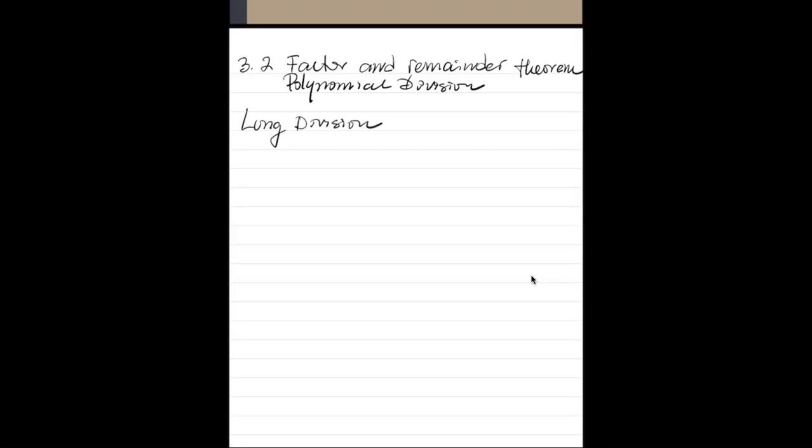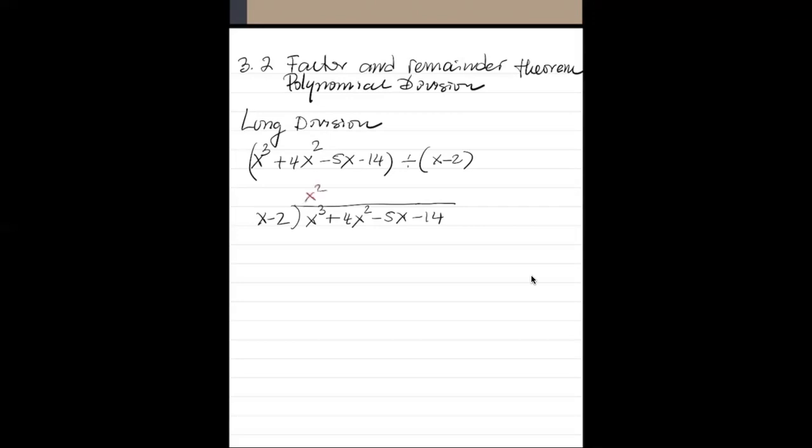So we're going to divide the polynomial x to the third plus 4x squared minus 5x minus 14. We're dividing this by x minus 2. So long division of polynomials is just like we do long division of numbers. You write your divider. X minus 2 goes here, and we're dividing x to the third by x. So what times x will give you x to the third? X squared. So x squared times x is x to the third.